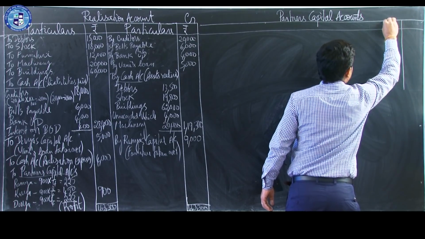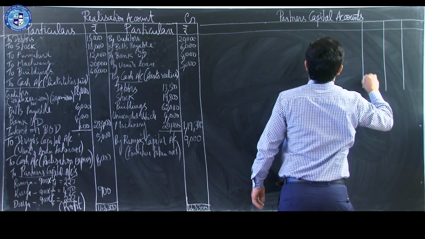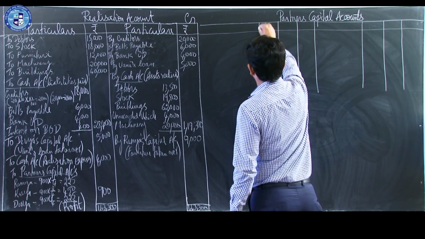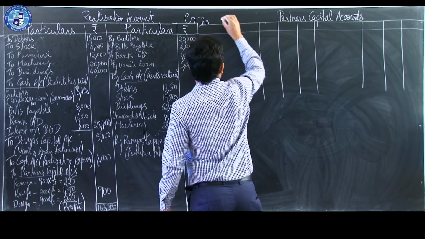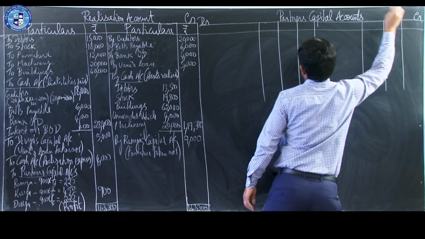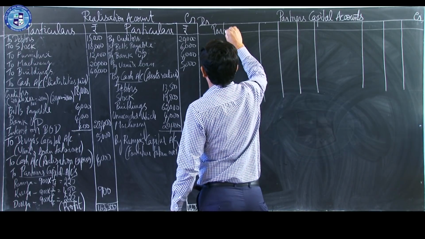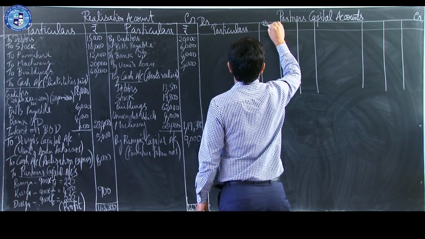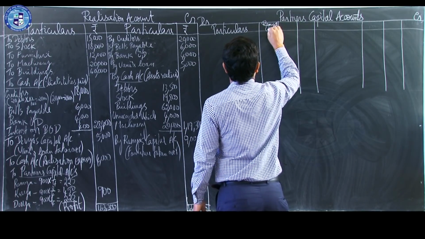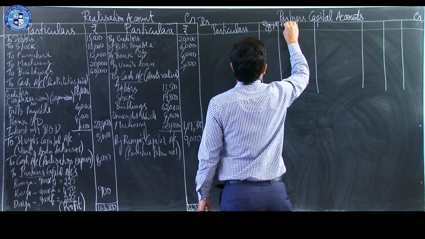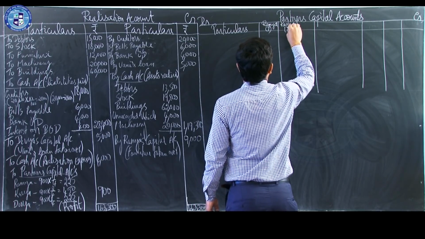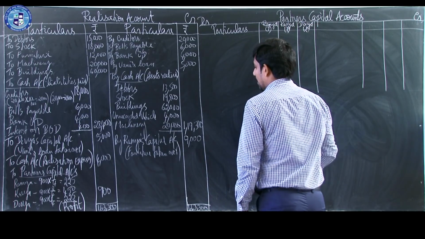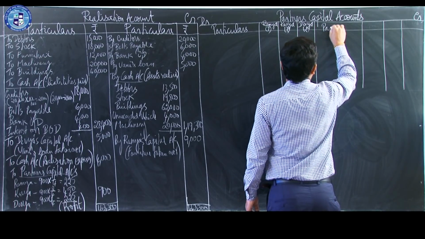Three amount columns. Debit side and credit side. Both sides have particulars and three amount columns. First partner is Ramya, amount. Second one is Kavya, amount. And last one is Divya, amount. Ramya, Kavya and Divya. Same way in credit side also.